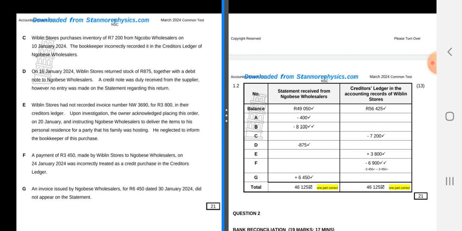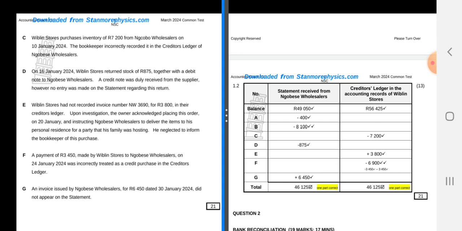And then F, a payment of 3,450 made by Wiblin stores to Ngobeza wholesalers on 24 January 2024 was incorrectly treated as a credit purchase in the creditors ledger. So when somebody buys on credit, you are going to do what? Add and increase their credit, right? So you correct the creditors ledger.